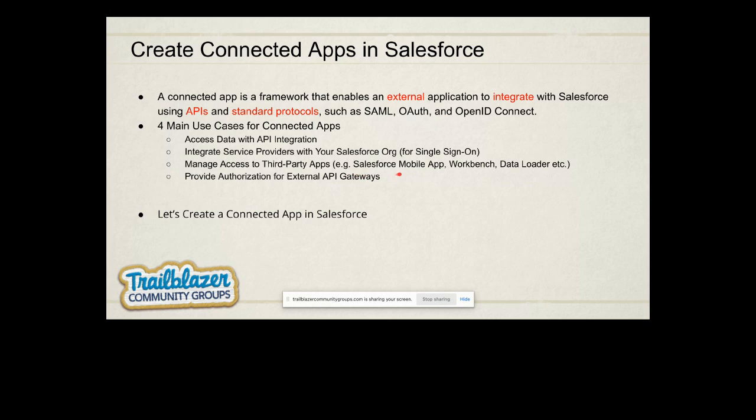For example, if you want to control who can access Salesforce mobile app or Workbench or data loader, you can use the connected app. And finally, it can provide authorization for external API gateways. Now, if some of these terms sound too technical and you don't fully understand what they mean, that is absolutely fine. For now, all we will need to do is to create a connected app so that we can connect to the Salesforce org from an external application.